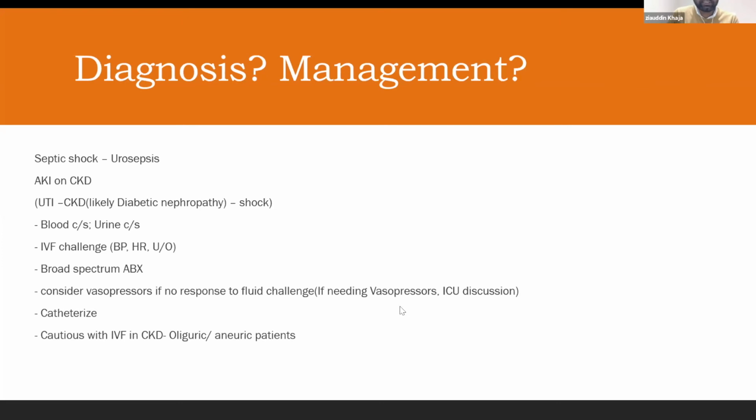Catheterizing, of course, as was discussed in the chat, to monitor input and output, and how the patient is responding to fluid. And I would say be cautious with IV fluids in CKD, especially if they're oliguric or anuric. You don't want to overload them. Just give a little bit of fluid and see how they respond. Again, a similar style, I would say 250 mils, reassess, and then if needed, you can give 250 mils more.